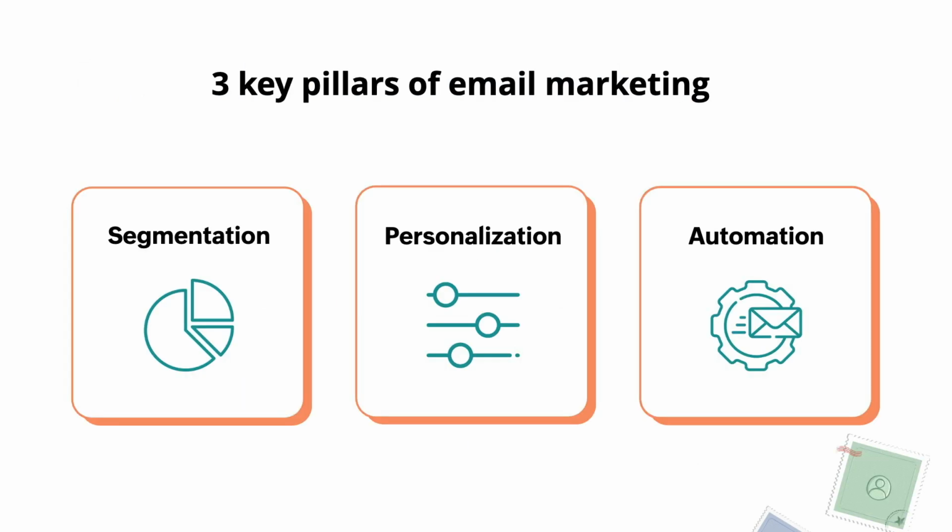And what are the 3 key pillars of this email marketing? So we have got some idea, so how to implement it in a practical way. These are the 3 key pillars of email marketing. The first one is segmentation, personalization, and automation.